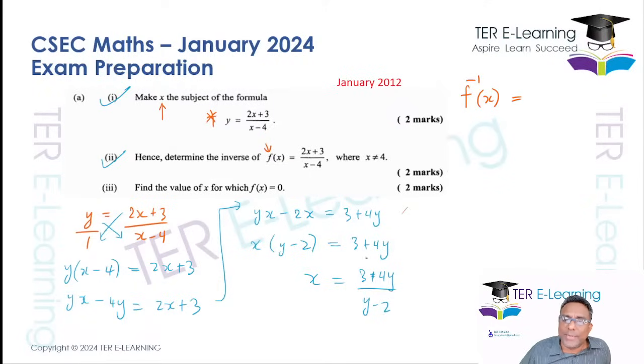Now, there's a step that we need to put in here, because they told us to make x the subject of the formula. What's going to happen here is that we're going to have to interchange your x and your y. So the inverse of this function here is going to be 3 plus 4x, all over x minus 2. So this is what the inverse is going to be.